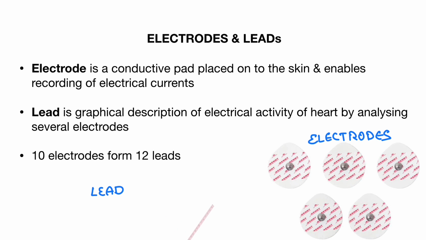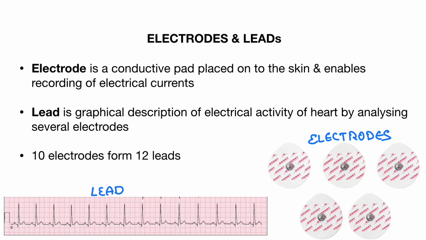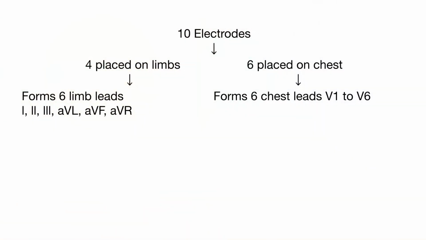What is an electrode? What is a lead? An electrode is a conductive pad placed on the skin to record electrical activities of the heart. A lead is a graphical description of the electrical activity of the heart by analyzing several electrodes. From 10 electrodes, 12 leads are formed. Of the 10 electrodes, 4 are placed on limbs, 6 are placed on the chest. From 4 limb electrodes, 6 limb leads are formed. They are lead 1, lead 2, lead 3, AVL, AVF, AVR. From 6 chest electrodes, 6 chest leads are formed.